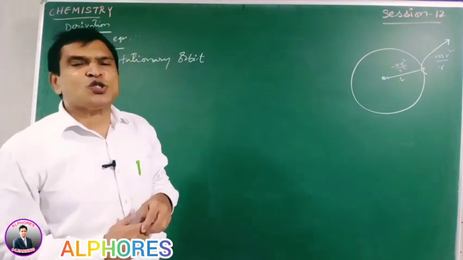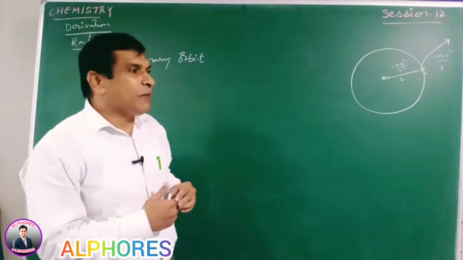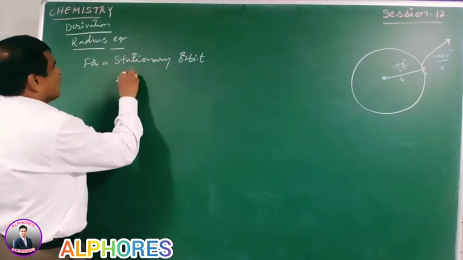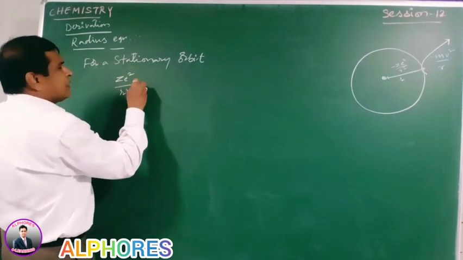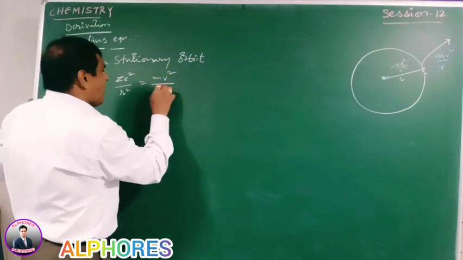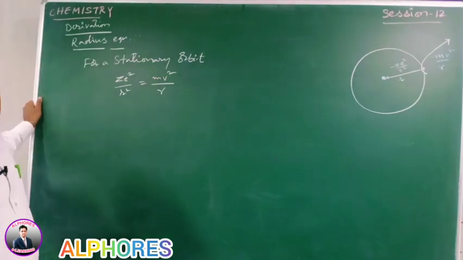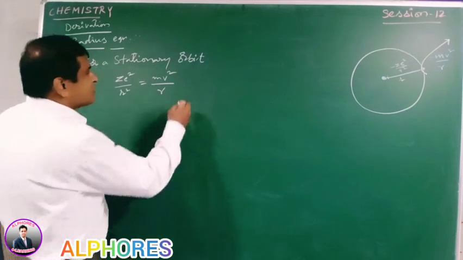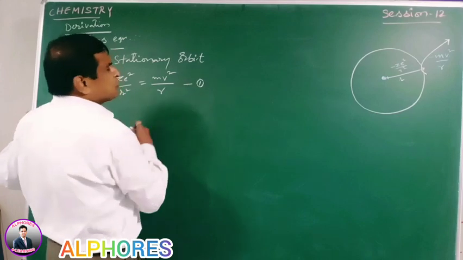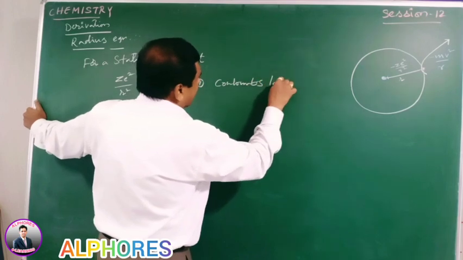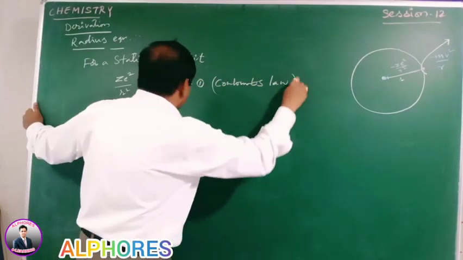So for a stationary orbit, the centripetal force is equal to the centrifugal force, that is, Ze square by r square equals mv square by r. This is according to Coulomb's law. Say it is equation 1.